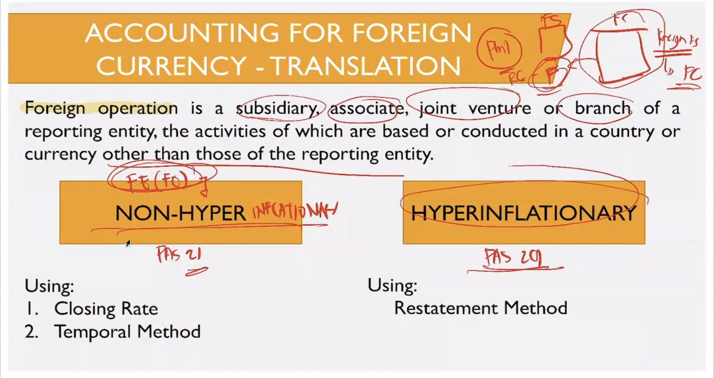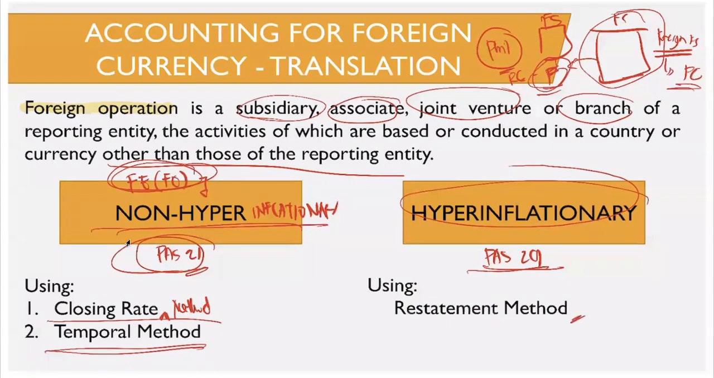Once we know it is non-hyperinflationary, what do we use? PAS 21. And under PAS 21, it provides the closing rate method. However, in some problems they still use the temporal method. So the general rule: we use the closing rate method, but if not, then we use the temporal method. The problem will always state that. But if it's hyperinflationary, we use the restatement method.